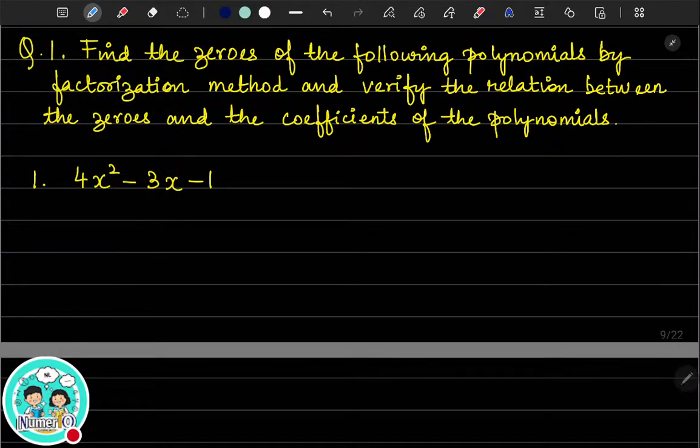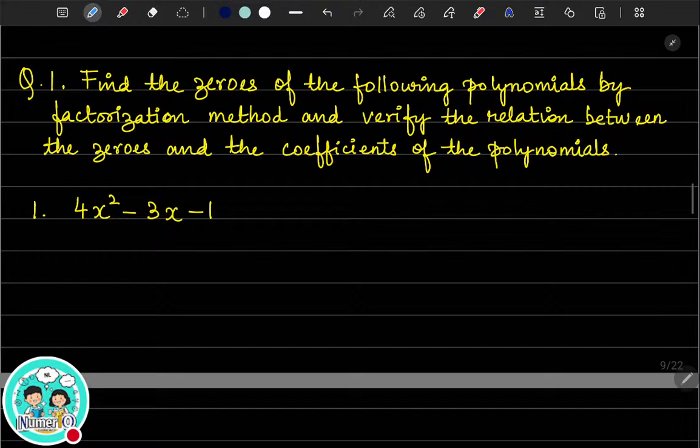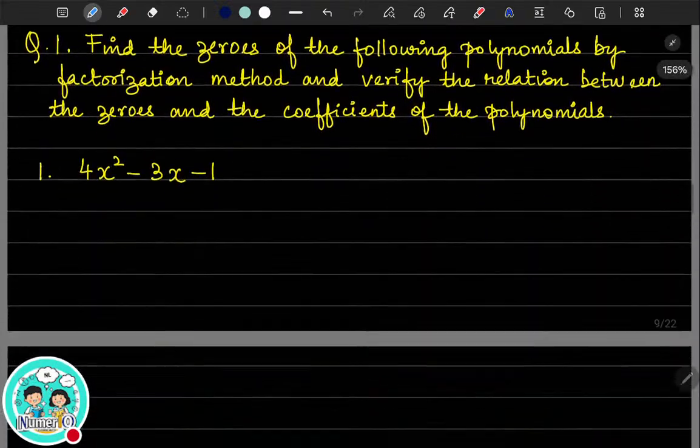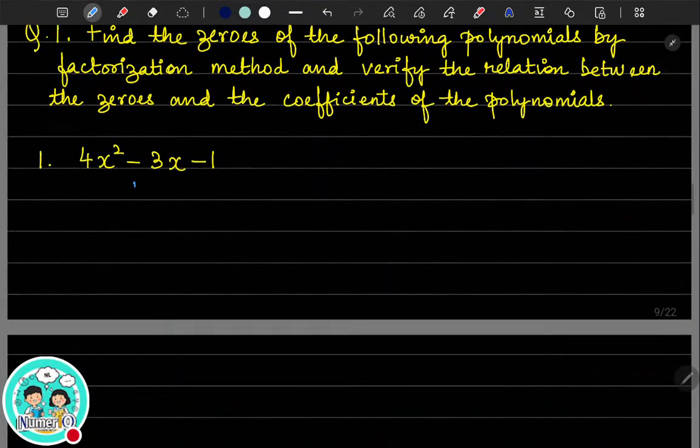Whenever you have to find the zeros, you have to equate the polynomial to 0. Okay, so let us equate it to 0. So 4x square minus 3x minus 1 is equal to 0. Here there are two values specifically. One is nothing but the sum as well as the product value.